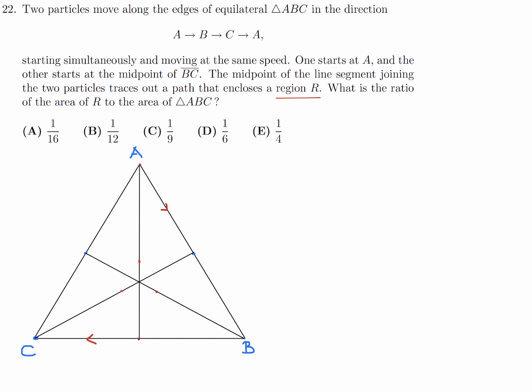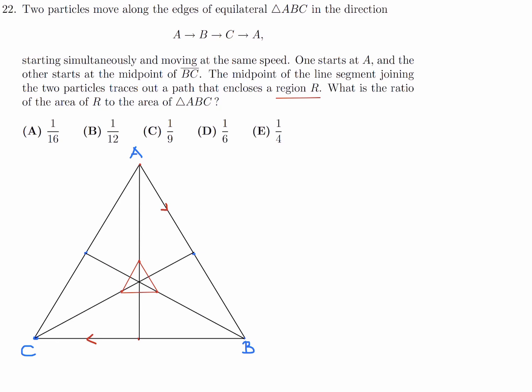But good news is that if you keep doing this and you've got the patience to do so, it forms this triangular region like that. So that triangular region that I just drew in red is R. And what we have to do is figure out the ratio of the area of R to the area of the whole ABC. Okay, I can probably do this, I hope.